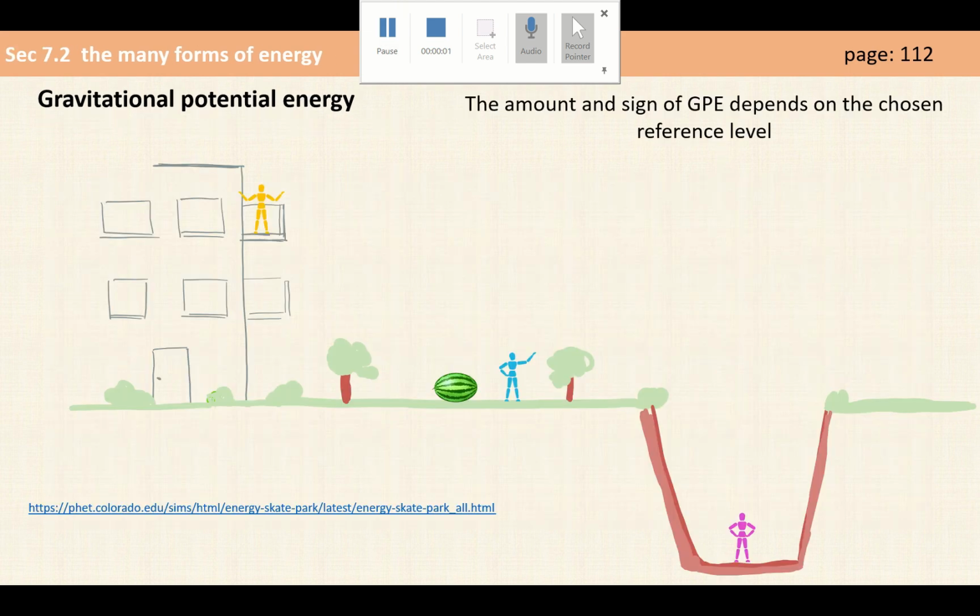Okay, now let's talk about the reference level, which in Arabic is مستوى المرجع. The amount and sign of the gravitational potential energy depends on the chosen reference level. تعتمد قيمة وإشارة الطاقة الجاذبية المخزنة في الجسم على المستوى المرجعي الذي تم اختياره.